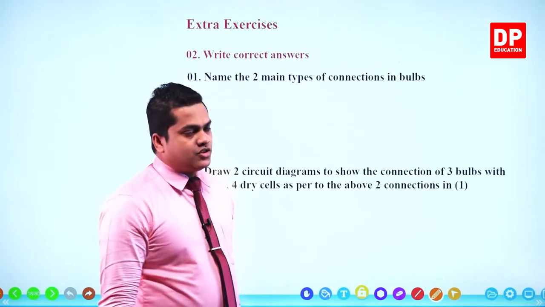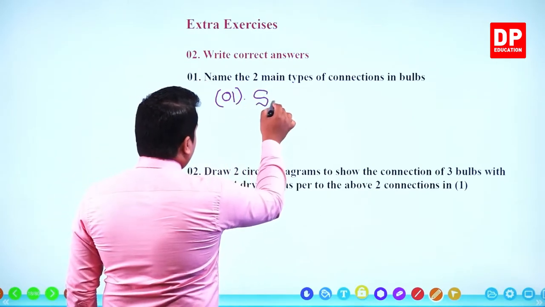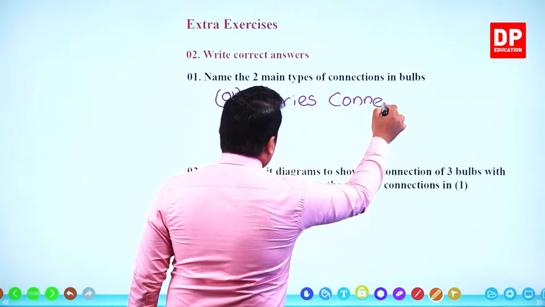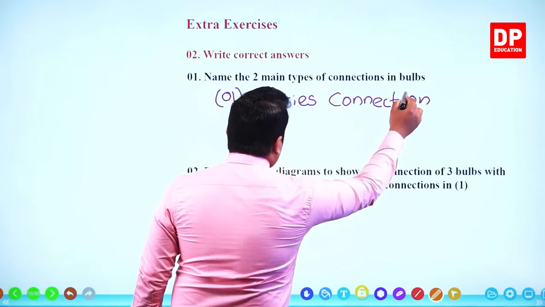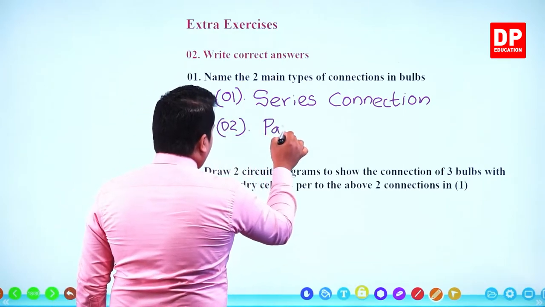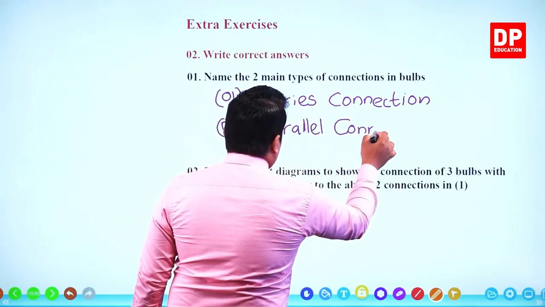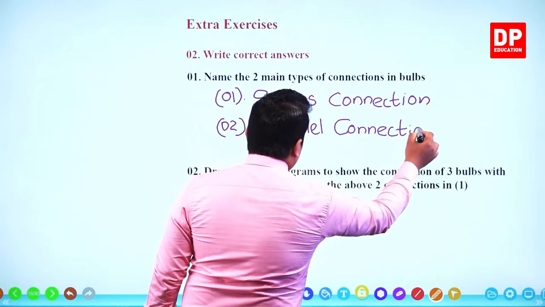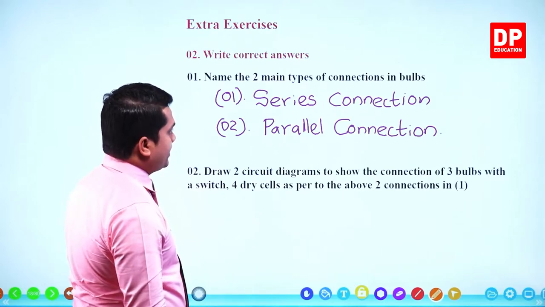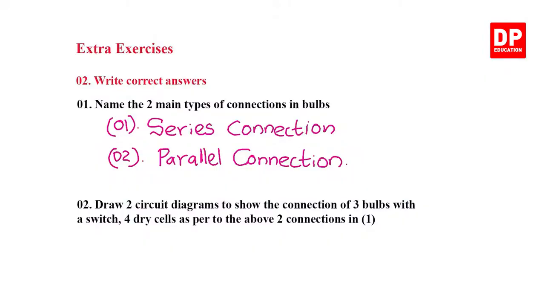So the two types of connections, my dear children, are number one, series connection, then parallel. Series connection and parallel connection. The two main types of connections that we can observe not only in bulbs but in each and every electrical equipment.